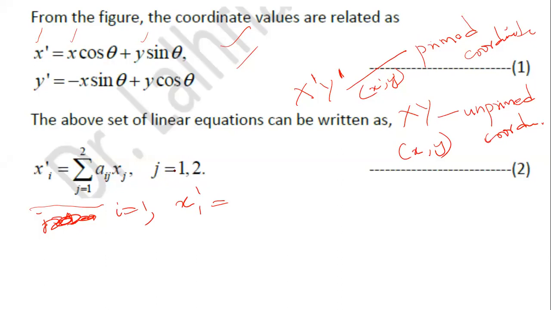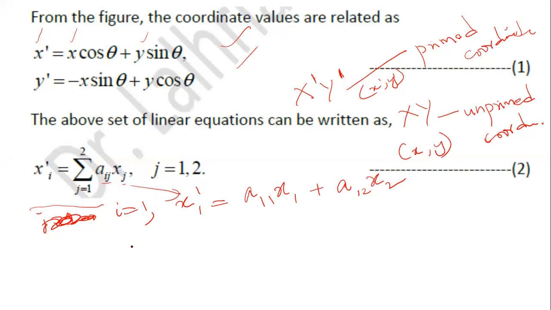j is summation from 1 to 2 means i is 1 here, a1, j is 1, x1, plus i is 1 here, now j is 2 in the next term, a1, 2, x2. So for i equal to 1, this will give me x1 prime equal to a11 x1 plus a12 x2.